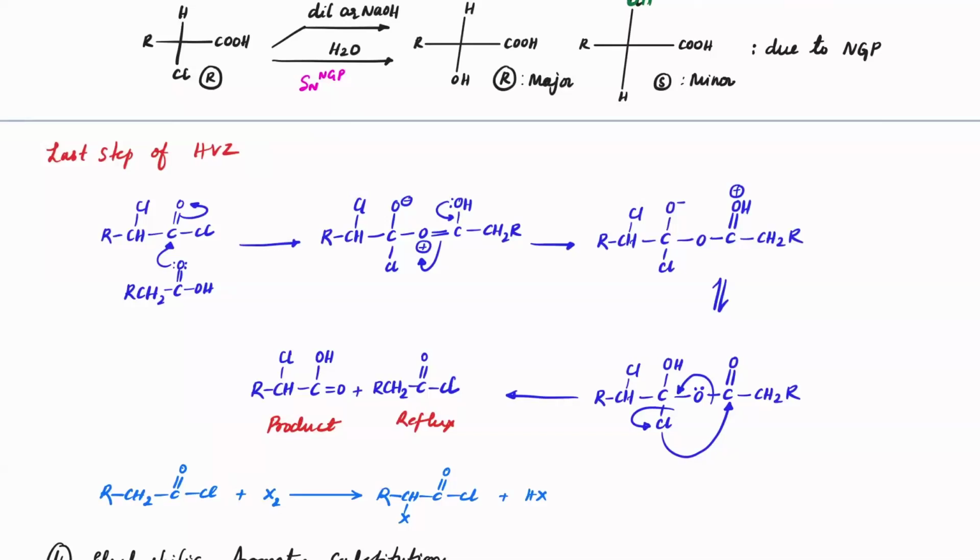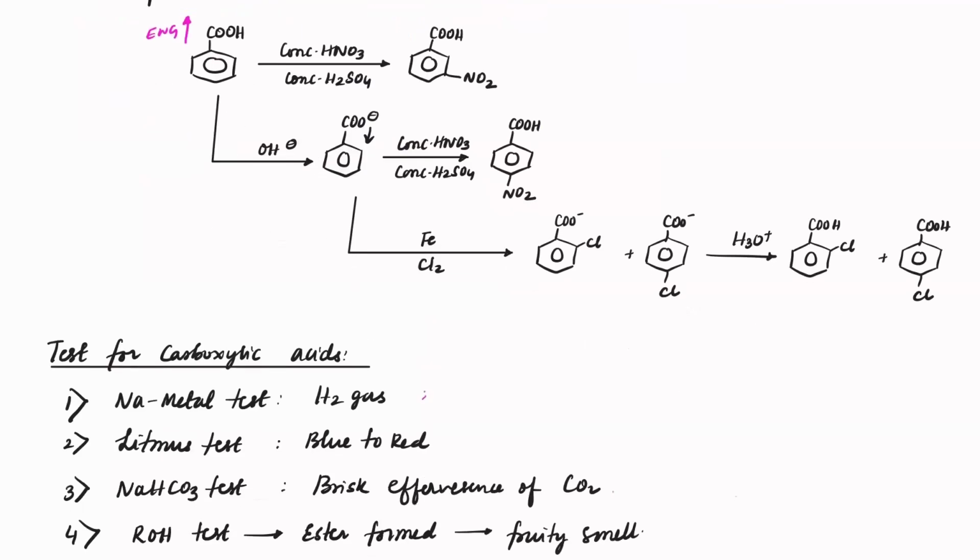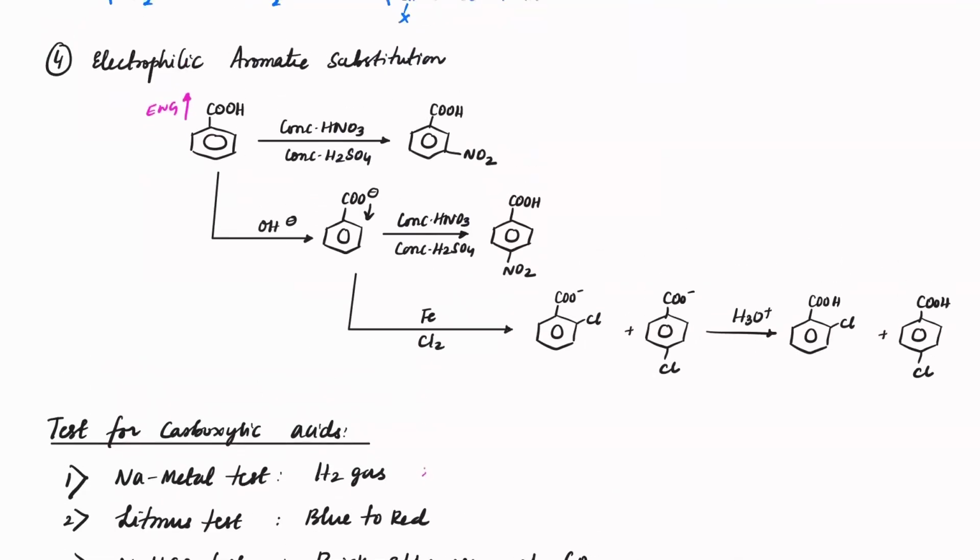So this is all the information you need to learn from the HVZ reaction, everybody. Now let's get to the next point. Whether carboxylic acids can give aromatic substitution or not. Okay, you see, COOH when you react with concentrated HNO3 and concentrated H2SO4, it will always give you meta product more than anything else. Got it? And second, I think this side of the reaction is not correct. I had to correct that.